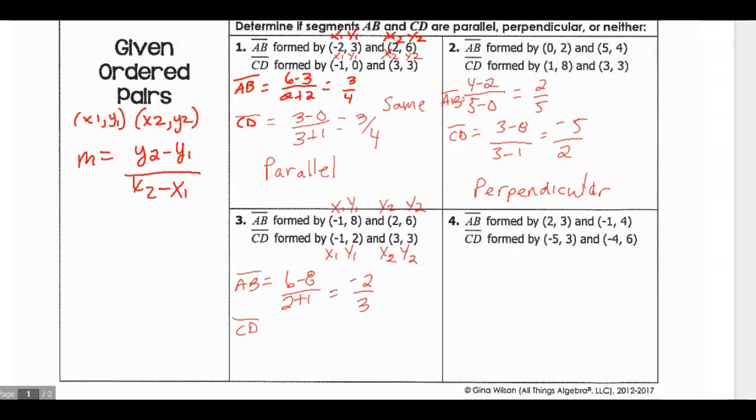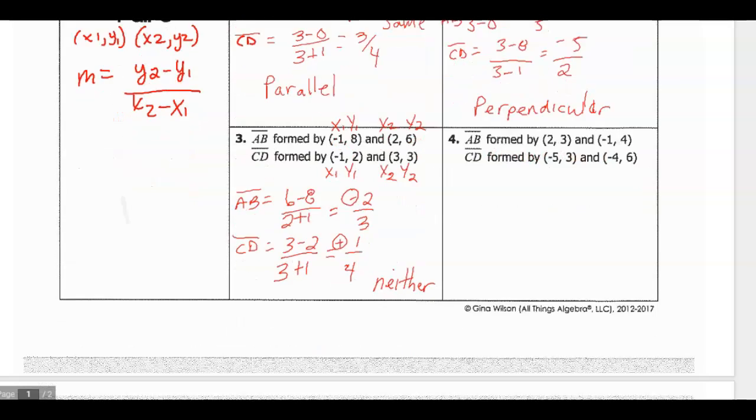CD, I have 3 minus 2 on top. And on bottom, I have 3 minus a negative 1 becomes plus 1. And I get 1/4. So what you notice here is I do have one that's negative and one that's positive. So we cover the opposite part, but 2/3 and 1/4 are not reciprocals. So we have neither in this case.